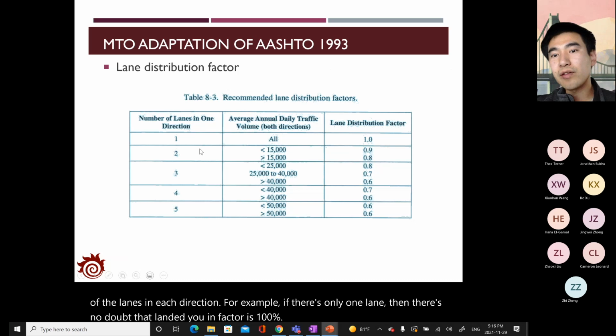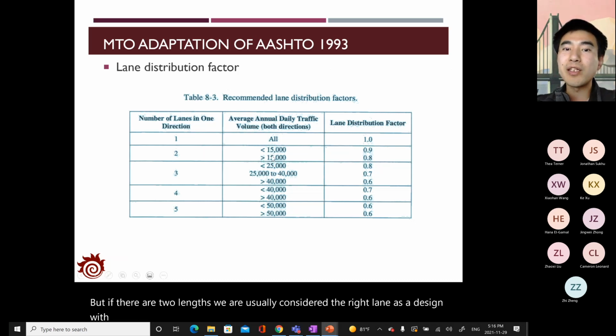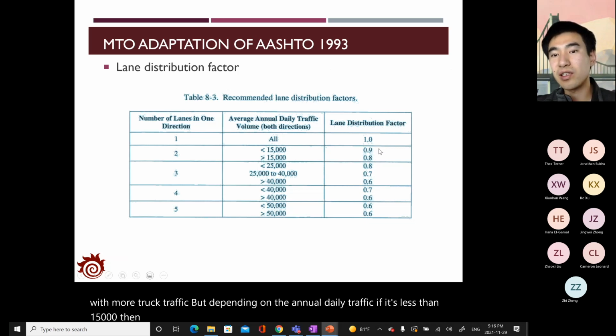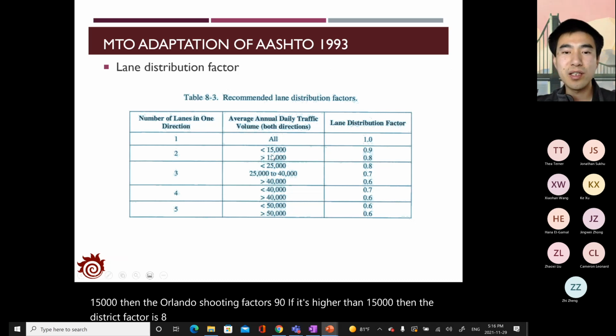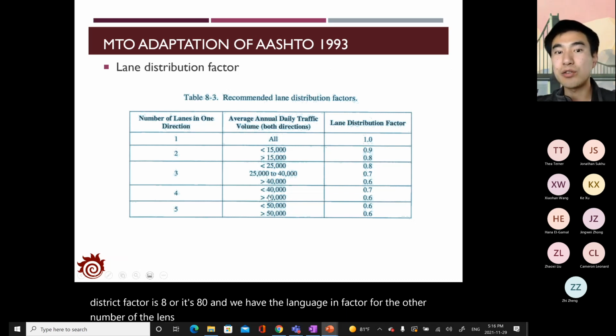But if there are 2 lanes, we will usually consider the right lane as the design lane with more truck traffic. But depending on the annual daily traffic, if it's less than 15,000, then the lane distribution factor is 90%. If it's higher than 15,000, then the distribution factor is 0.8, it's 80%. And we have the lane distribution factor for other numbers of lanes and other amounts of daily traffic.